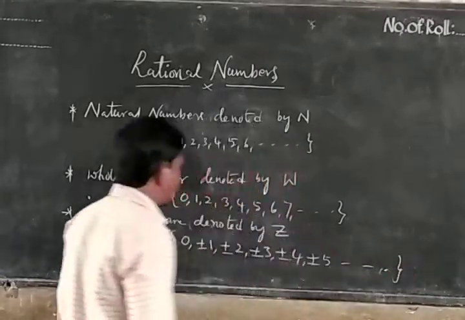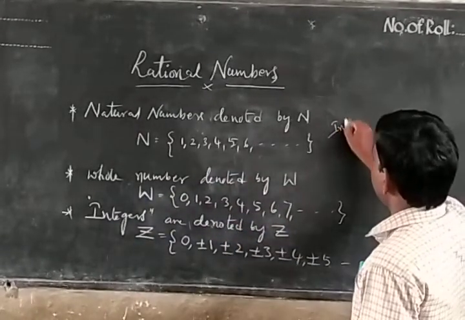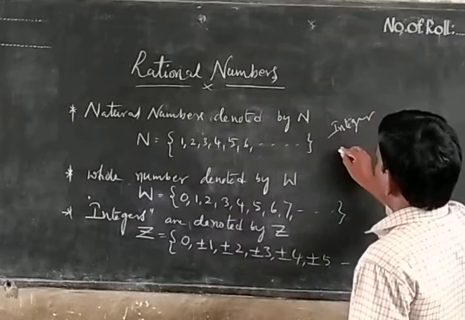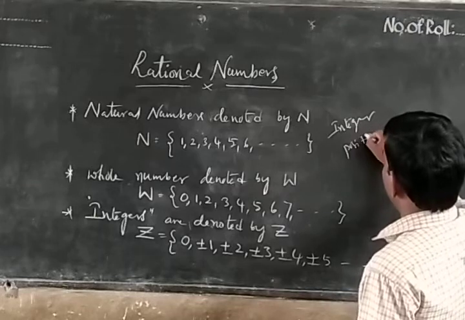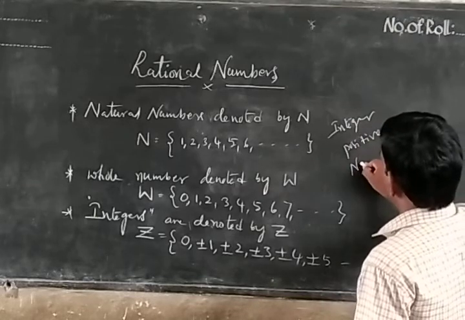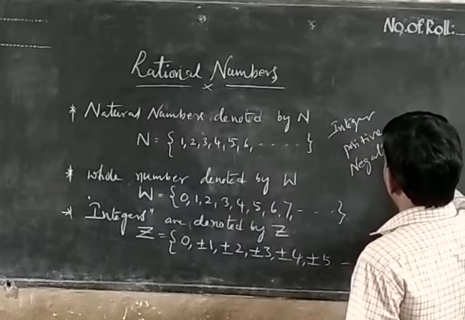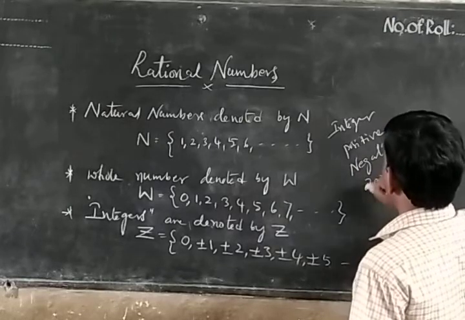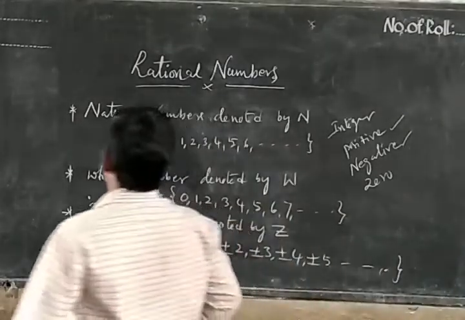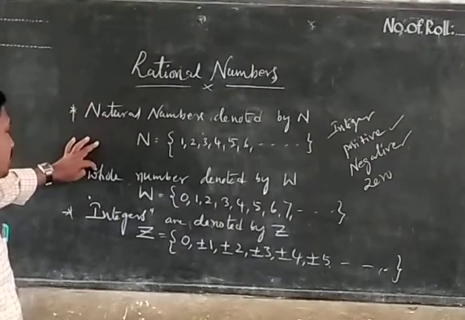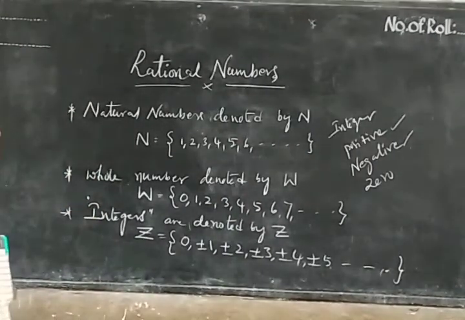In integers there are positive numbers, negative numbers, and 0. Positive numbers, negative numbers, and 0. So natural numbers, whole numbers, and integers. Now we are going to learn rational numbers.